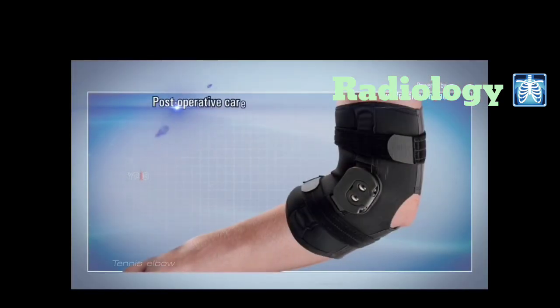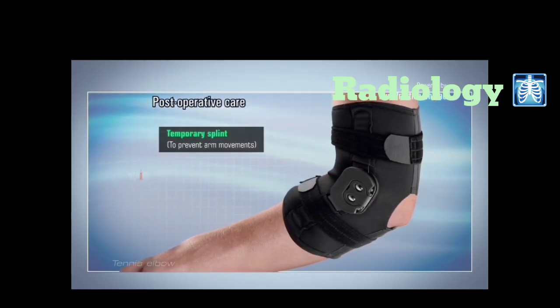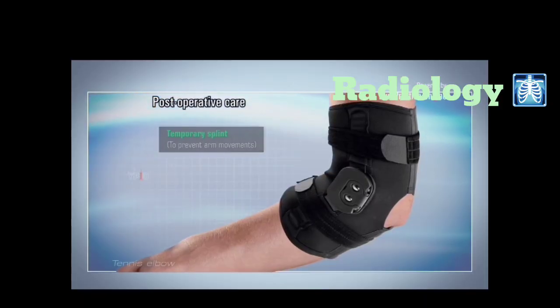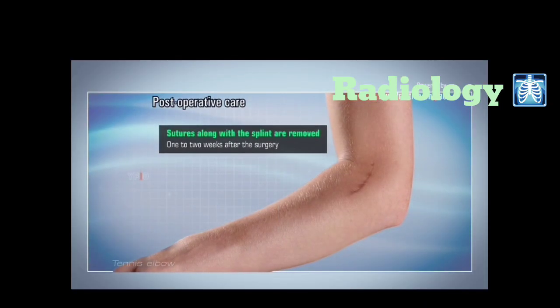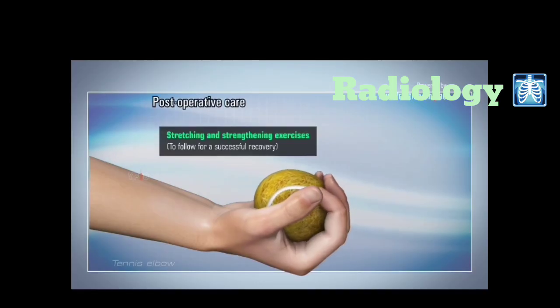Post-operative care. You may have to wear a temporary splint immediately after surgery to prevent arm movements. Sutures along with the splint are removed 1 to 2 weeks after the surgery. Your surgeon will recommend stretching and strengthening exercises to follow for a successful recovery.